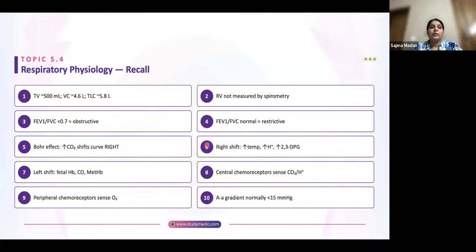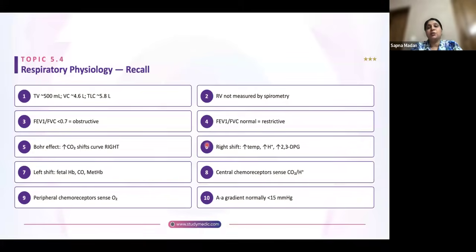Bohr's effect is when the presence of increased carbon dioxide in the tissue shifts the curve to the right. The right shift can also happen when there is increase in temperature, acidosis, or increase in 2,3-DPG. Left shift will happen in fetal hemoglobin, in carbon monoxide poisoning, or in methemoglobin. Central chemoreceptors in the medulla will sense the CO2 and acidosis. Okay, they will sense that.